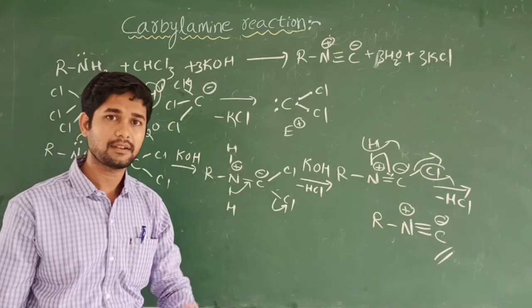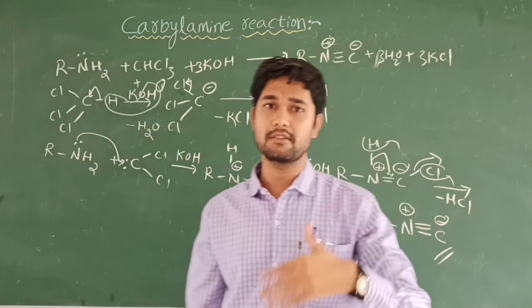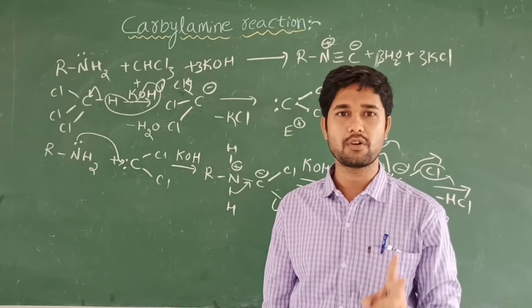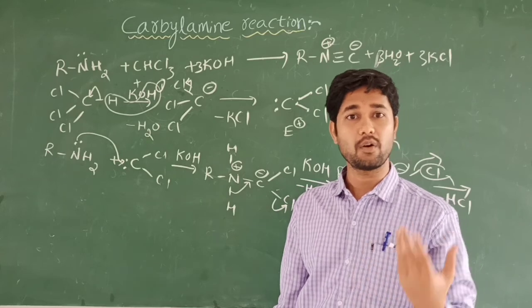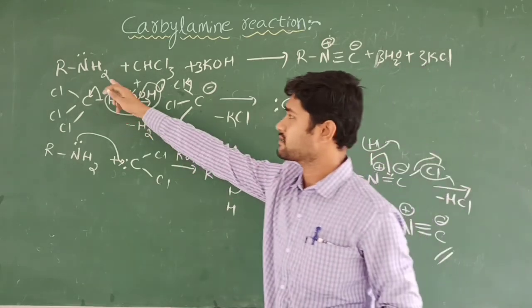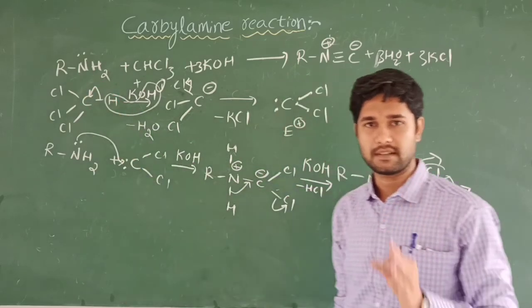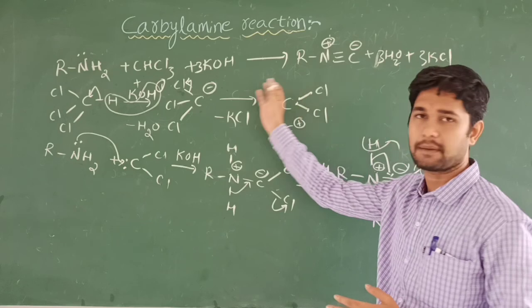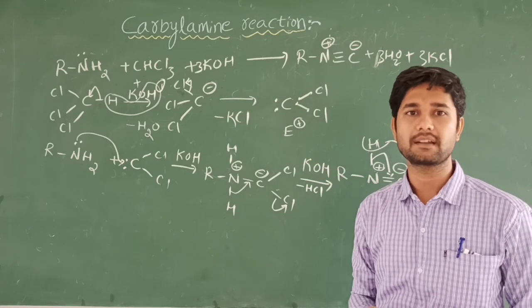If I take secondary amine and tertiary amine, in tertiary amine there will be no hydrogen. In secondary amine only one hydrogen is there. So one hydrogen and no hydrogen are not suitable for this reaction. Two hydrogens are required, so that is called primary amine. That's why only primary amine takes part in this type of reaction, but not secondary and tertiary amine.